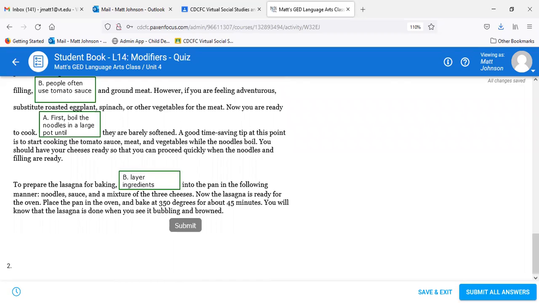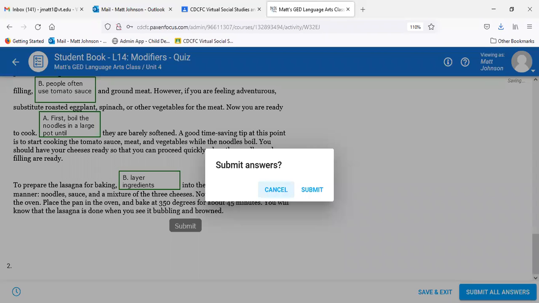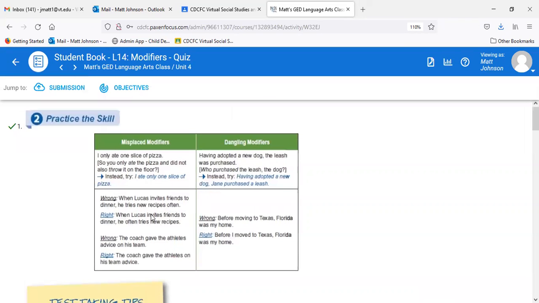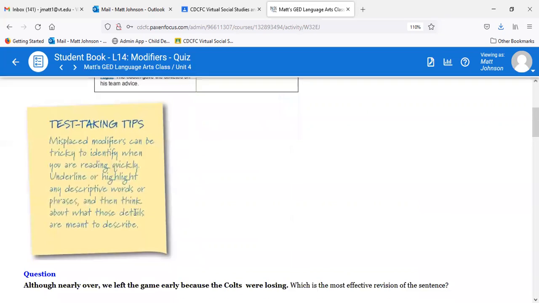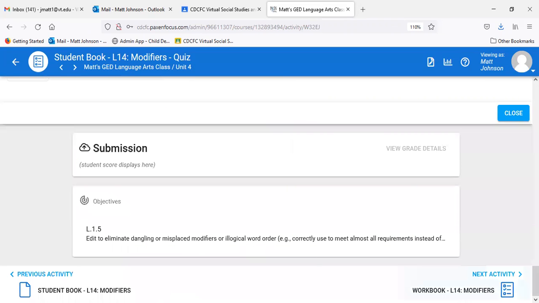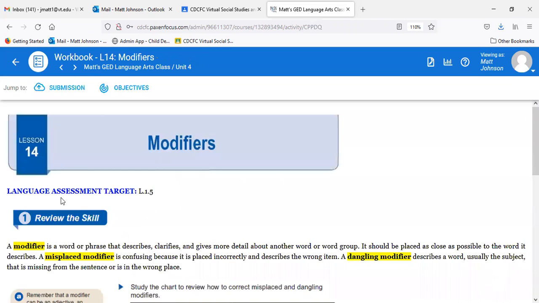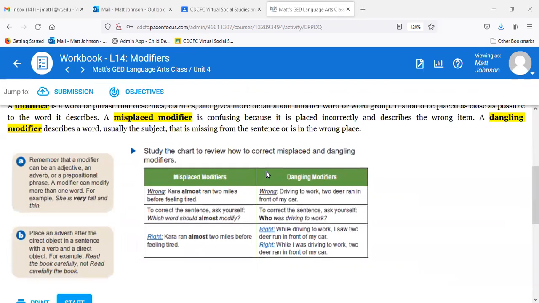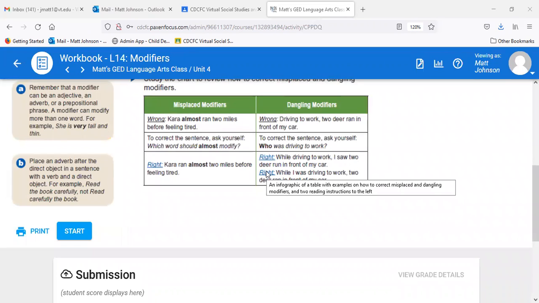Let me submit that. We'll move on to the workbook. Okay, once again, we have a few examples here to take a look at. So, misplaced modifiers. Kara almost ran 2 miles before feeling tired. To correct the sentence, ask yourself, which word should almost modify?